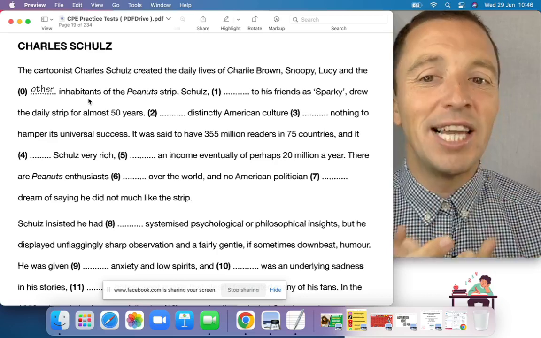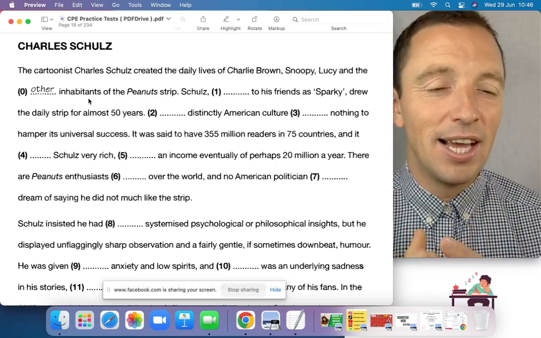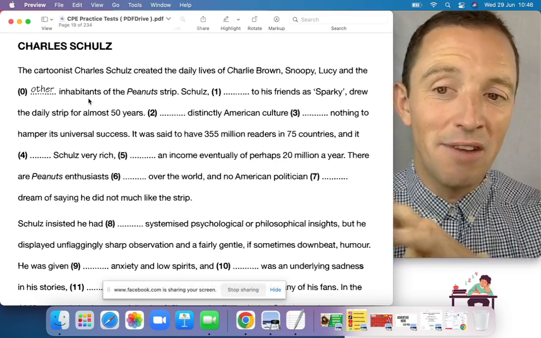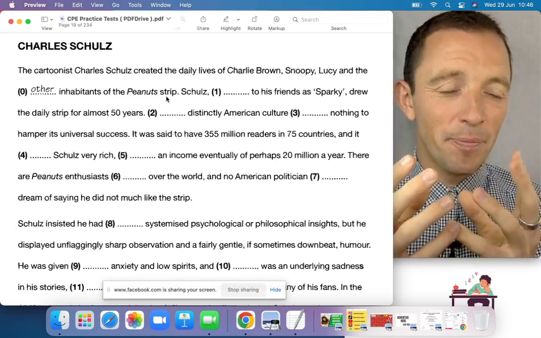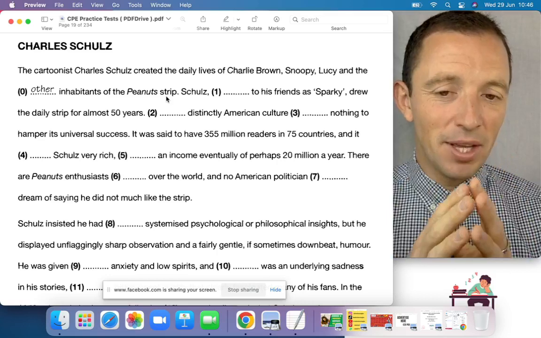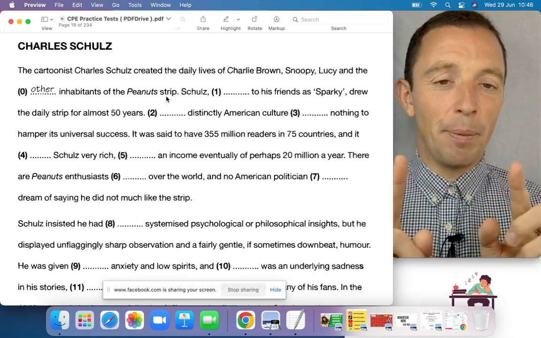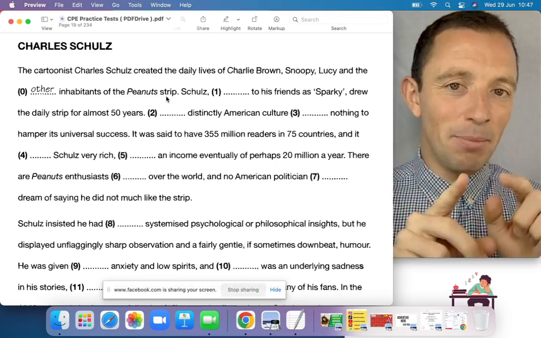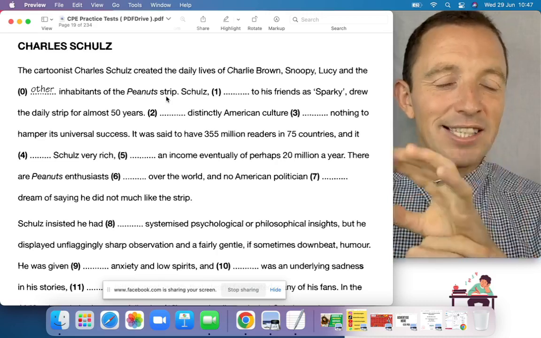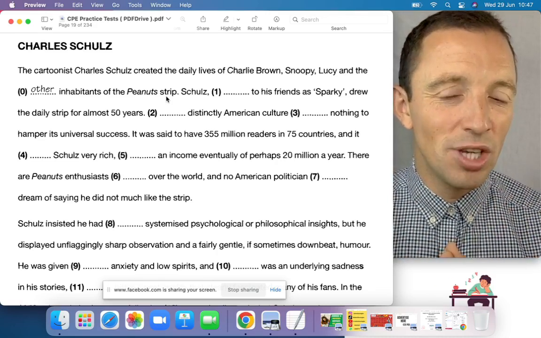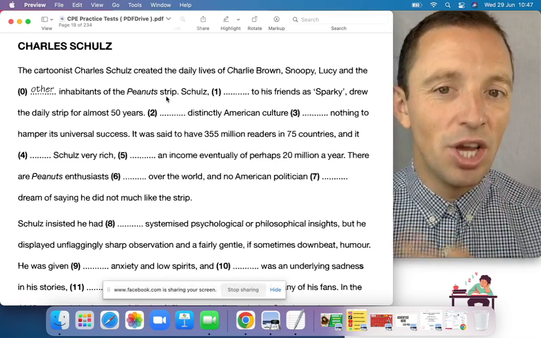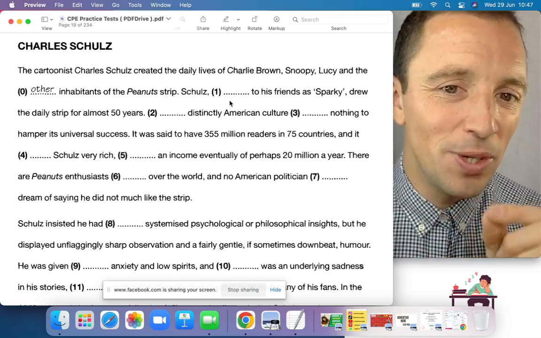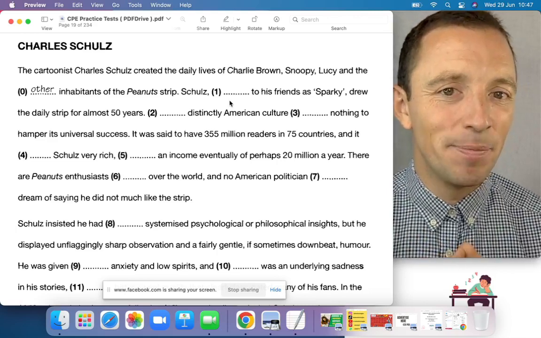Inhabitant is a person who lives in a place, and here it's plural, so we have other inhabitants of the Peanuts strip. A strip is flexible, and for a cartoon, we have a strip. When you have one box, second box, third box in a line, this is a strip of cartoons, and that's the specific vocabulary used here for the cartoons. Schultz, something to his friends as Sparky.